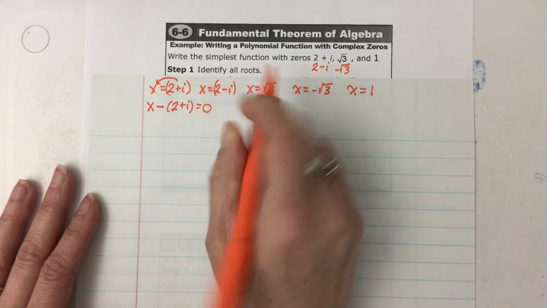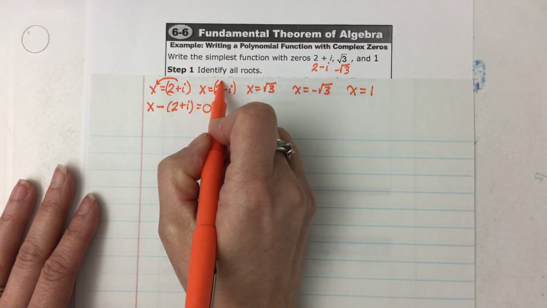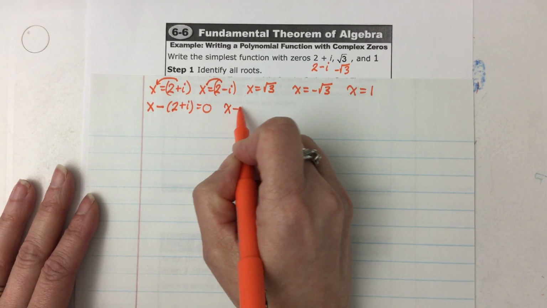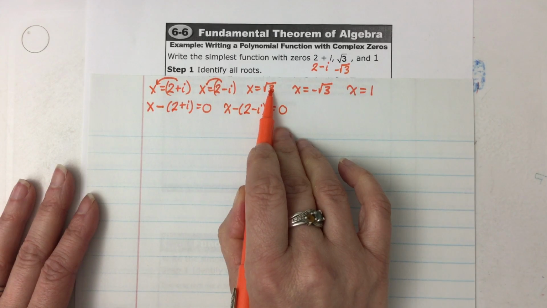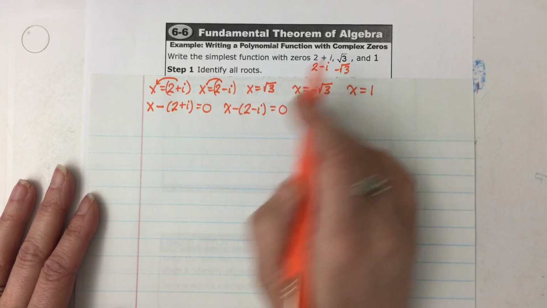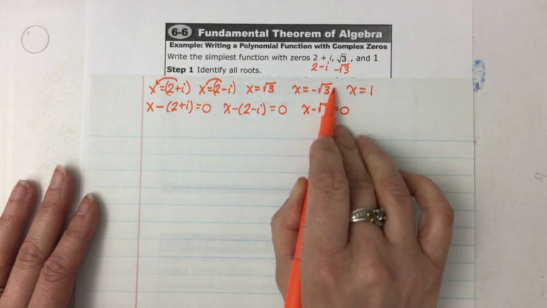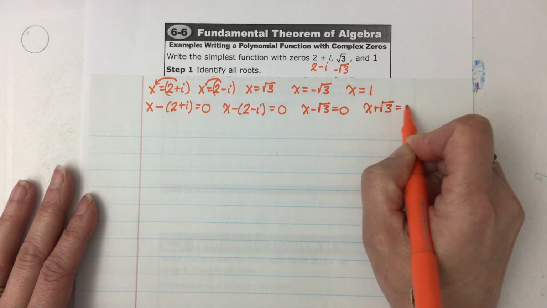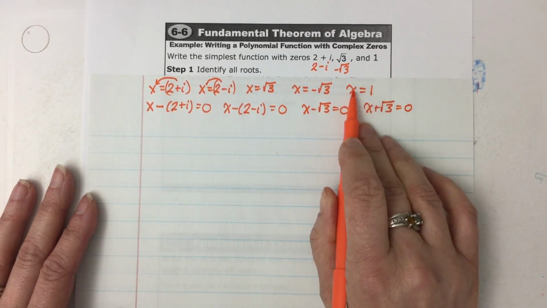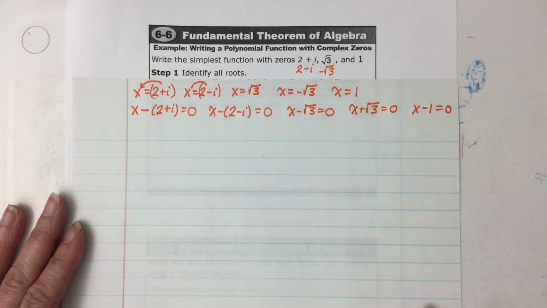Same thing here. You cannot separate this 2 minus i because it is a complex number. You minus it to the other side. x minus the group, 2 minus i equals 0. This is a positive square root of 3, so you minus it to the other side. This is a negative square root of 3, so I add it to the other side. Positive 1, to move it over with the x, I would have to minus 1.